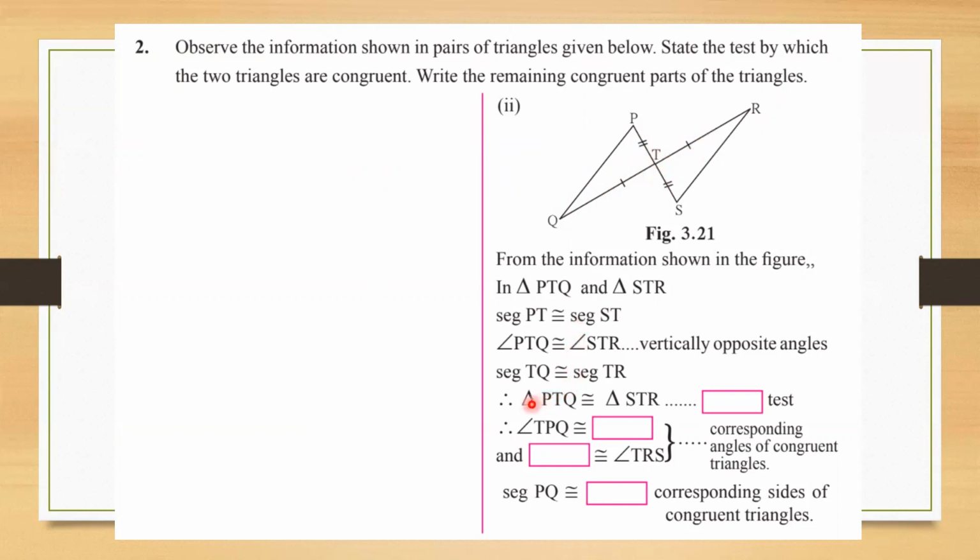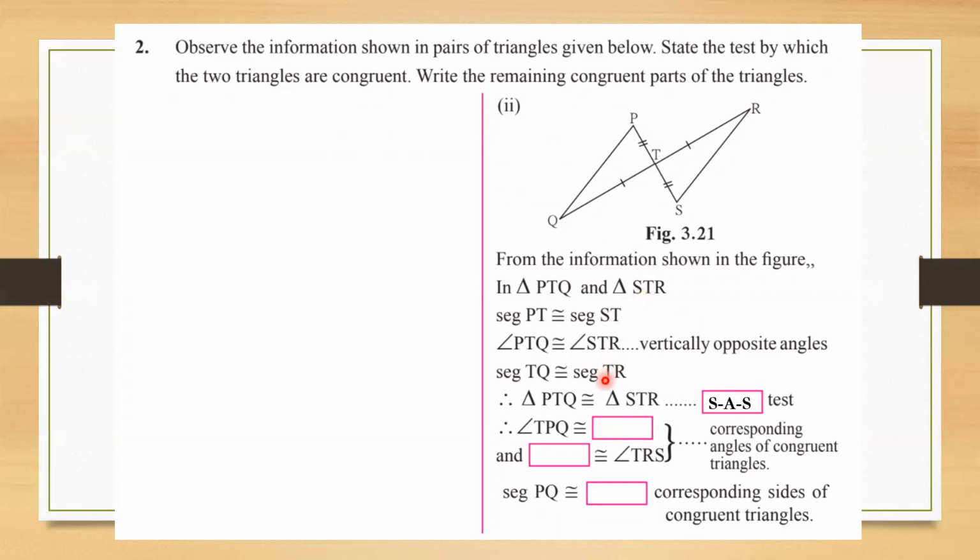So therefore, triangle PTQ is congruent to triangle STR by which test? Side angle side test, because this angle T is a pair of vertically opposite angles, they are congruent. So two sides are given and in between one angle is given. So by side angle side test, these two triangles are congruent. So first is the side angle side test, SAS test.